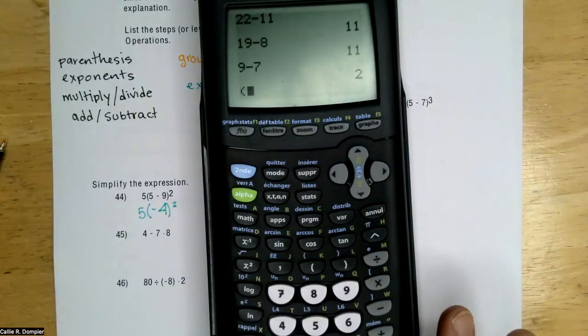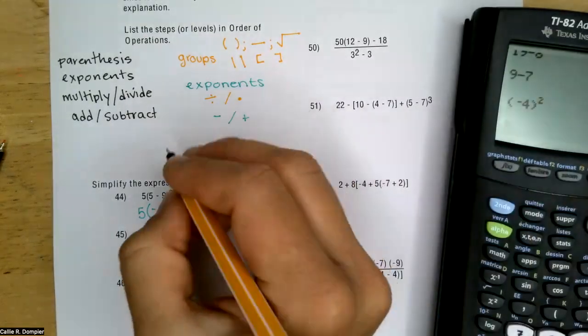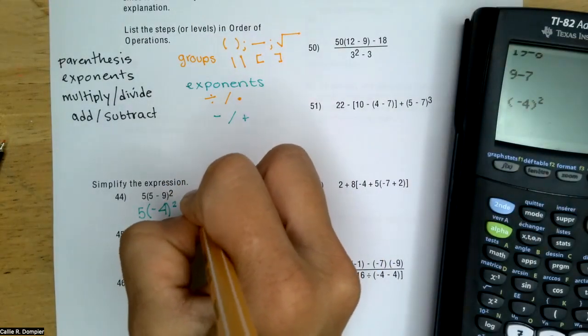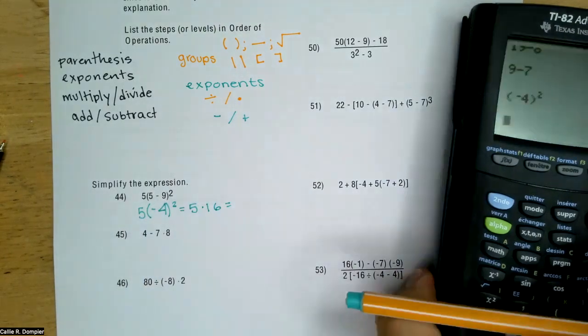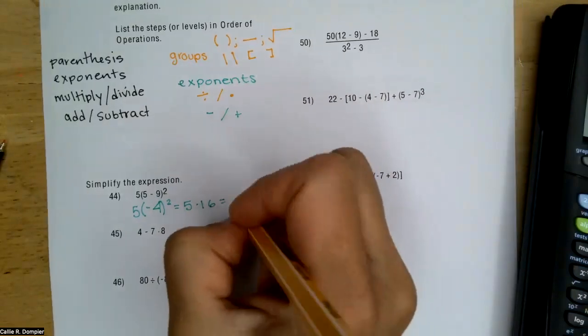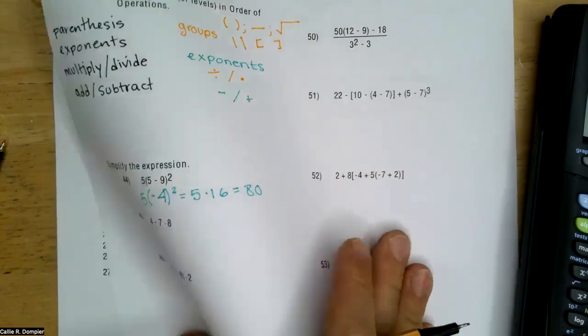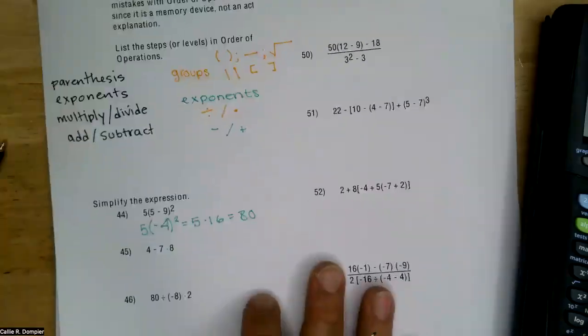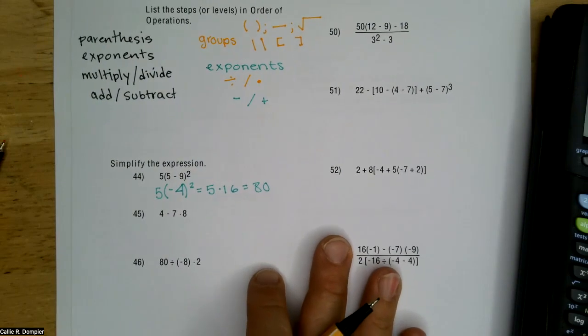Make sure you use the parentheses. (-4) squared is 16, so that's now 5 times 16, which is just going to be 80. And I'm also likely to make a mistake, so make sure you have your answers here. Make sure you check them against my work.